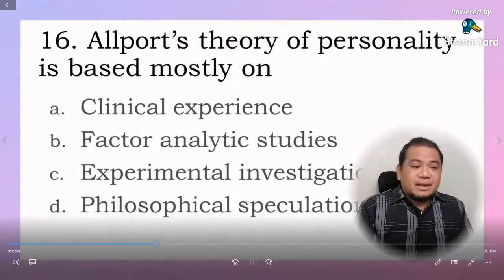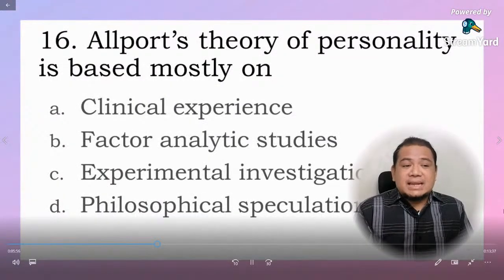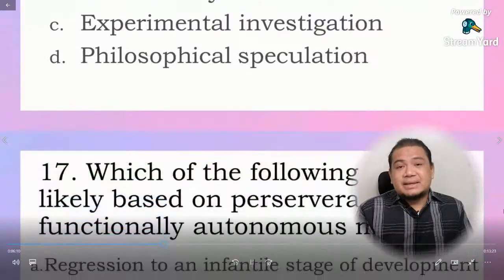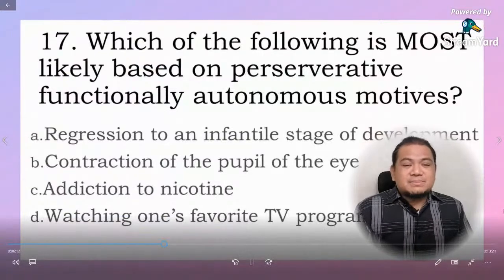Number 16. Allport's theory of personality is based mostly on A, clinical experience, B, factor analytic studies, C, experimental investigation, D, philosophical speculation. Number 17. Which of the following is most likely based on perseverative, functionally autonomous motives?